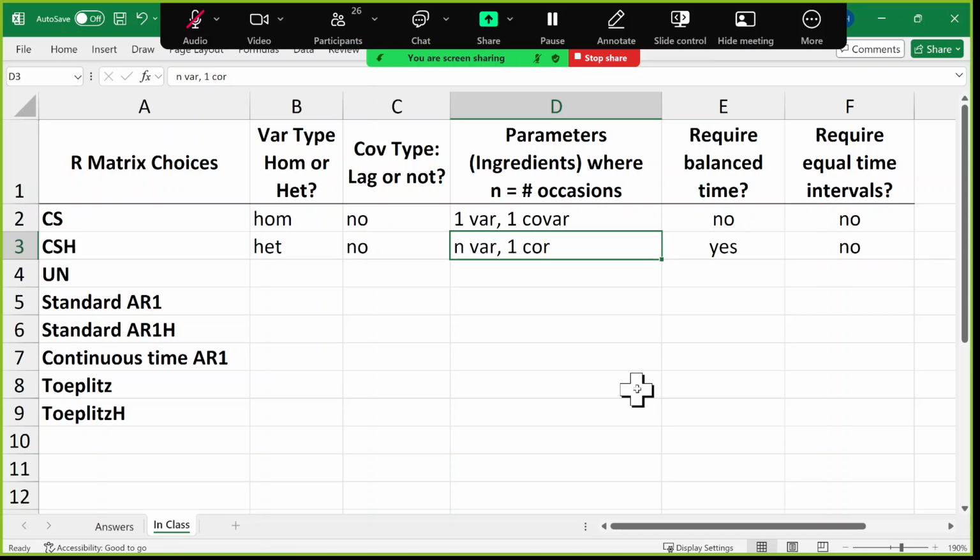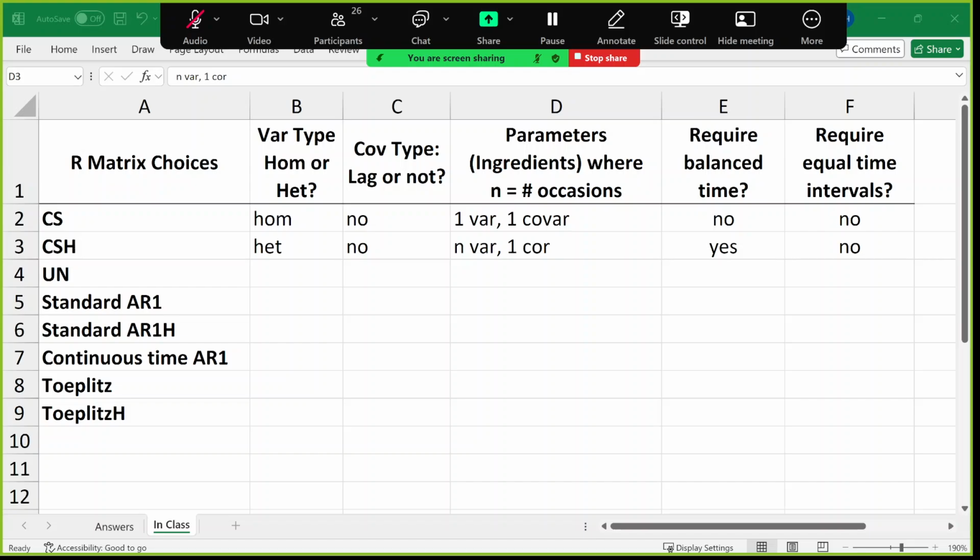Can I ask a question? Of course. Can we say then that the answer to columns E and F correlates with the answer to columns B and C? Like you require balanced time if you are looking at a heterogeneous structure, and you require equal time intervals if there's a lag? That's why those things are there. Yes, exactly. Thank you, this is helpful. So all of these criteria work together for us understanding all of these things. Okay, thank you, Rebecca.